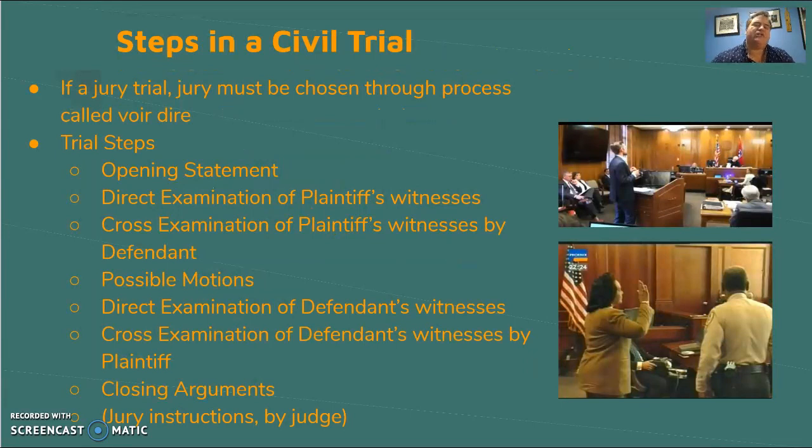Now, again, this is a generic, very rough overview of the steps of a civil trial. Once you get through the motion practice and the pretrial motions, if it's a jury trial, you've got to pick your jury through the process called voir dire. And again, we're not going to go much into the jury selection process, except to say that both sides get to ask potential jurors questions about how they feel about a particular matter.